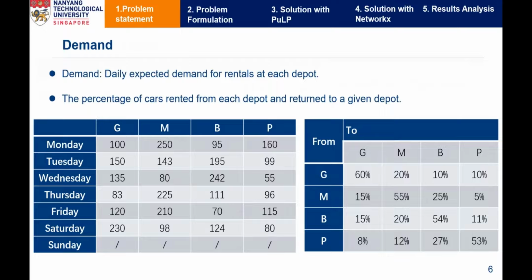The right table outlines the return proportion of cars rented from each depot. Taking cars rented from Glasgow as an example too, 60% are returned to Glasgow itself, 20% to Manchester, 10% to Birmingham, and 10% to Plymouth.